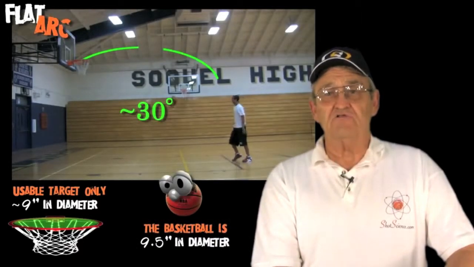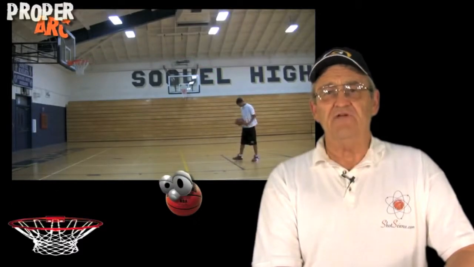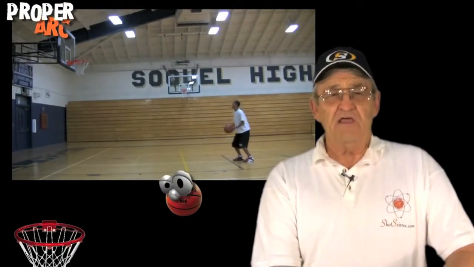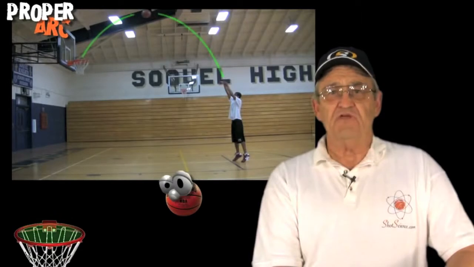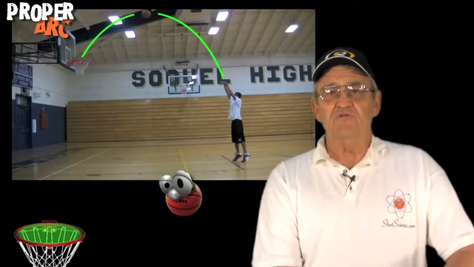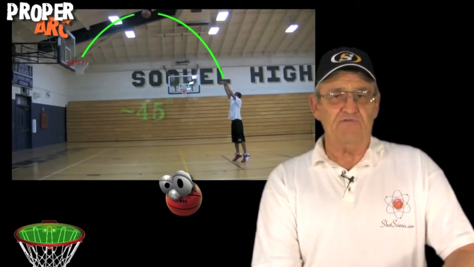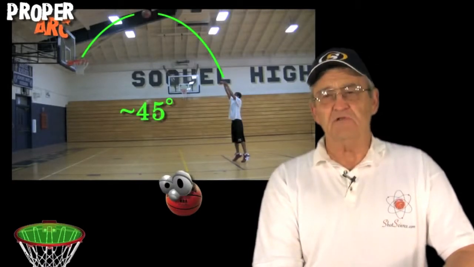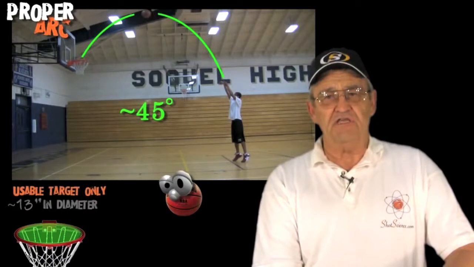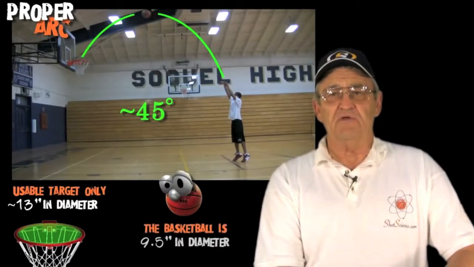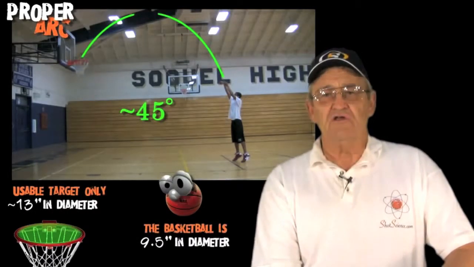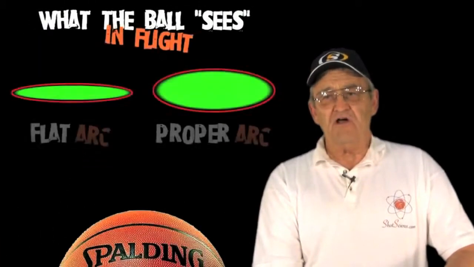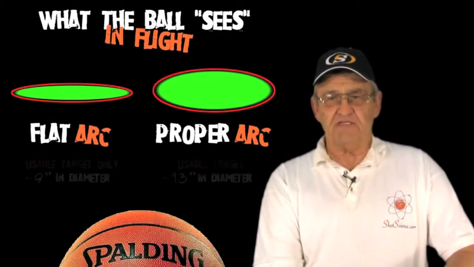As the basketball trajectory begins to elevate, and we get up to the point where the ball is maybe 3 or 4 feet above the level of the basket, we find that this gets more like a 45-degree angle of attack, and that basket now has a usable target area of about 13 inches. And so it's quite a bit larger. The flatter the arc, the more oval shape that the basket becomes.